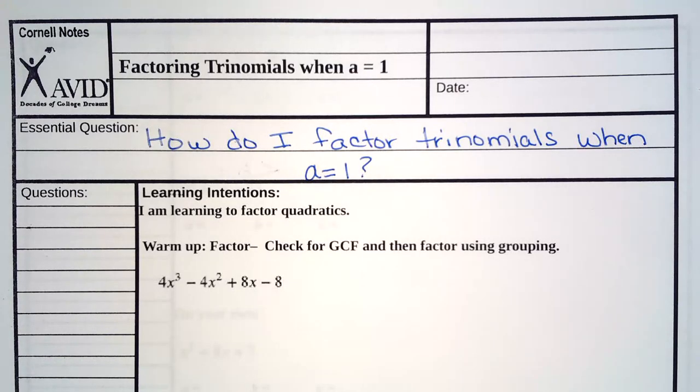You've got two warm-up questions. One is factoring, make sure you check for your greatest common factor, and then factor by using grouping. And the second is one of our diamond problems. So please pause the video and see if you can do those two problems on your own. If you're able to do them, then you know that you are getting that concept down.